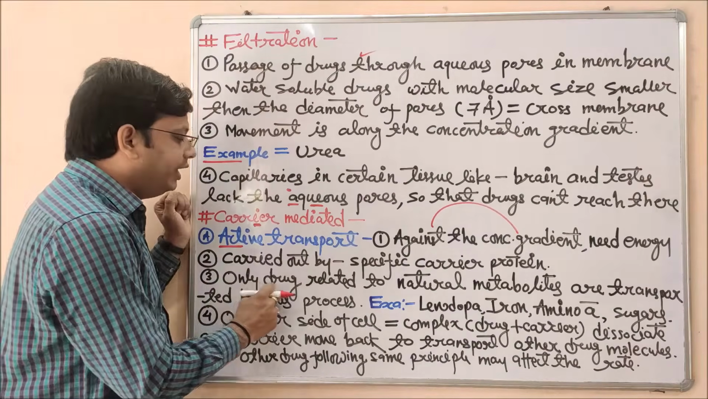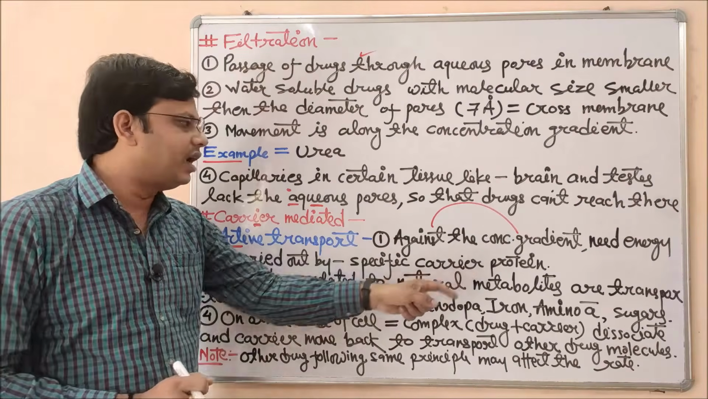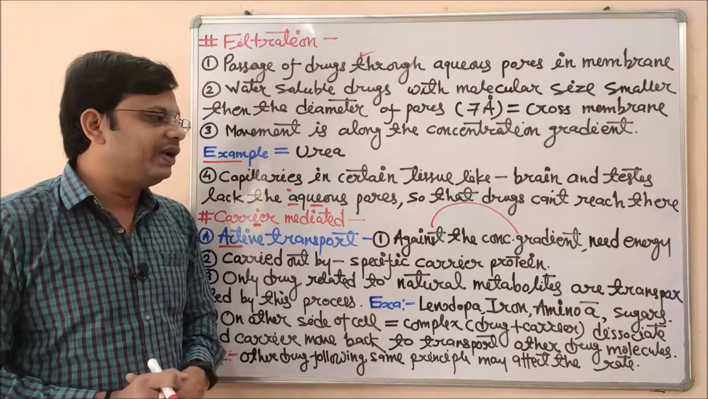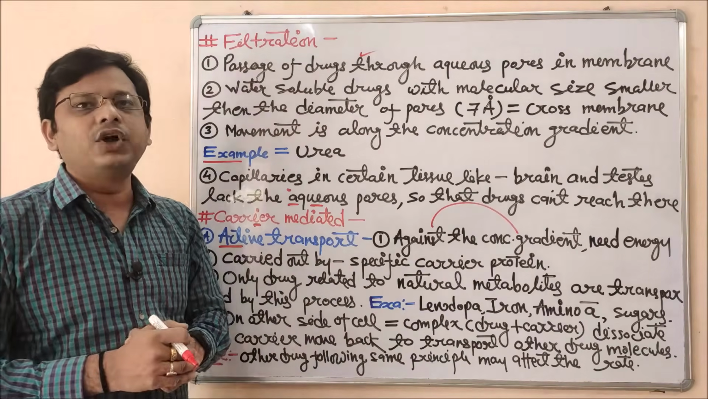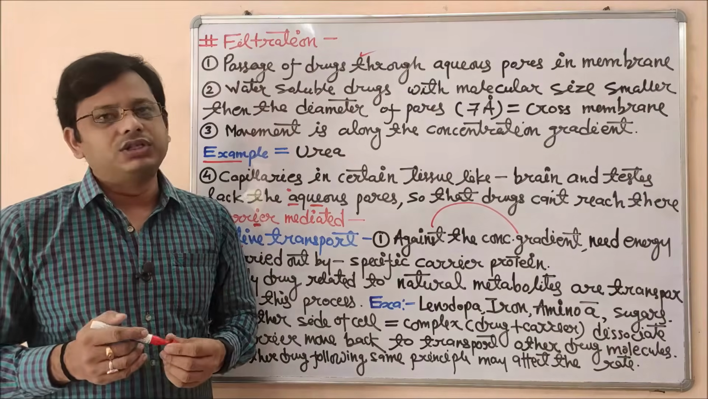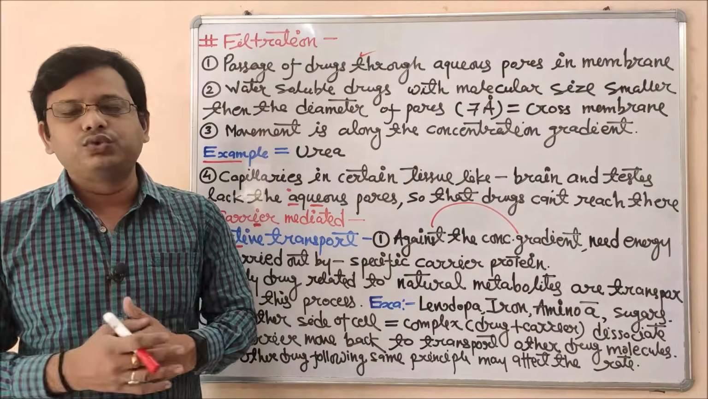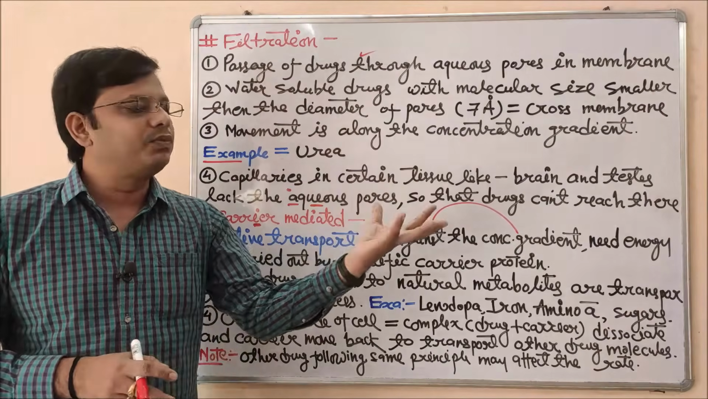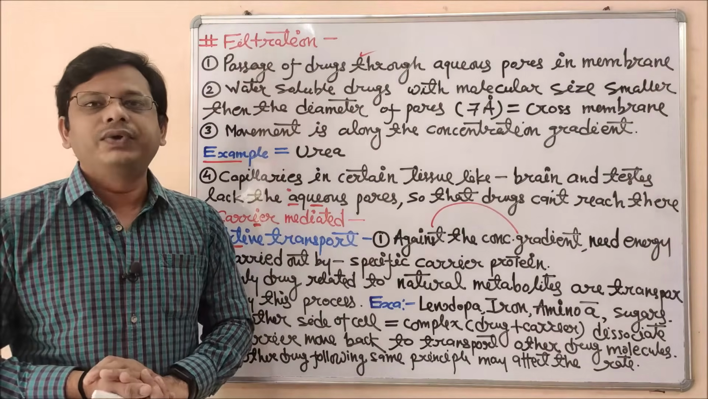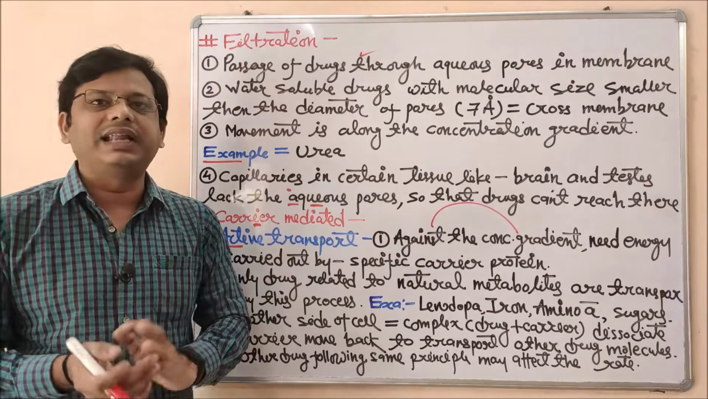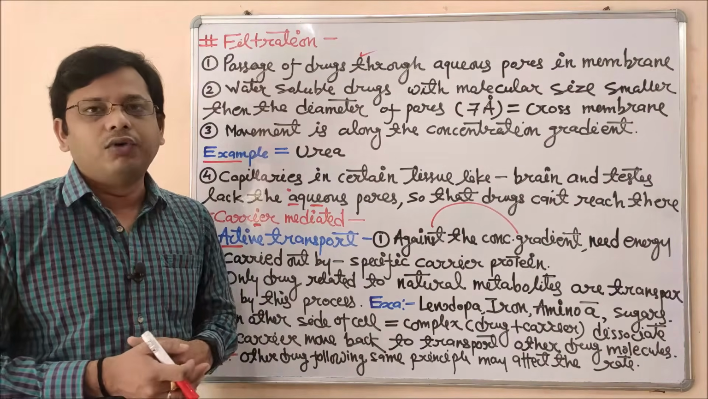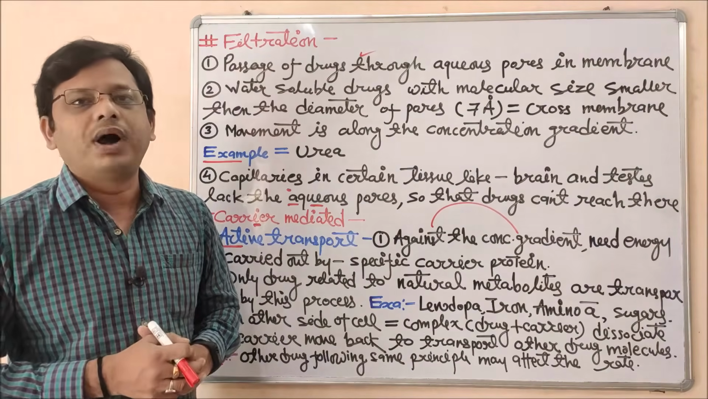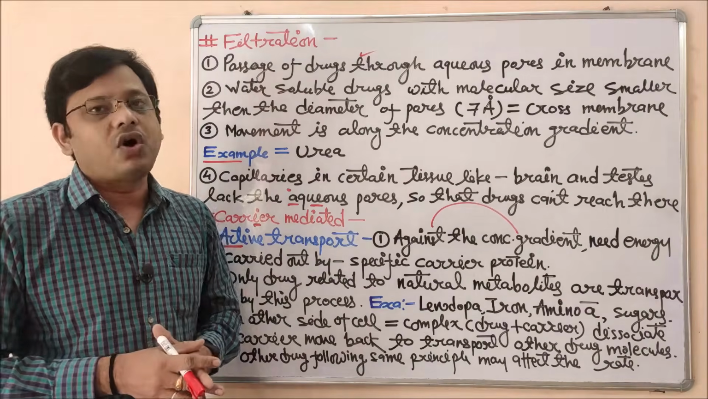Now the next one: only drugs related to natural metabolites are transported by this process. Examples are levodopa, iron, amino acids and sugar. What is the meaning of this line? We are going to study metabolism very soon in the coming topics. In metabolism, complex molecules are converted to simpler molecules. In some cases, a few drugs are not active as such. Like in Parkinson's case, we need to give levodopa, because levodopa is the active form, but the actual drug is dopamine. We should give dopamine, but dopamine is not active as such.